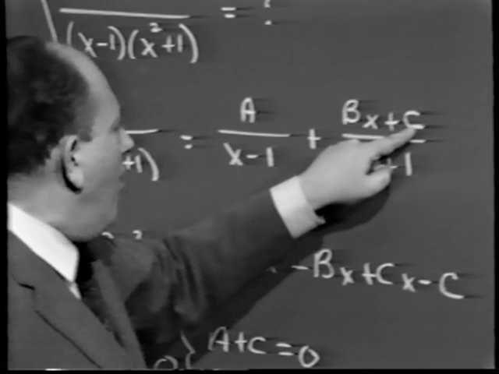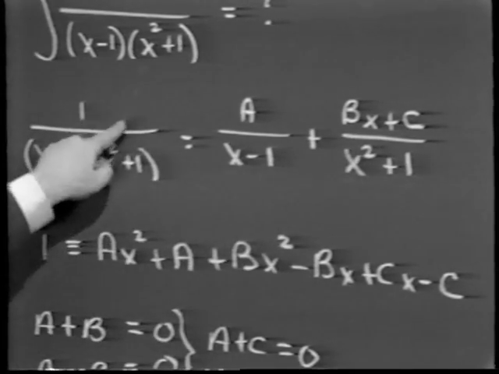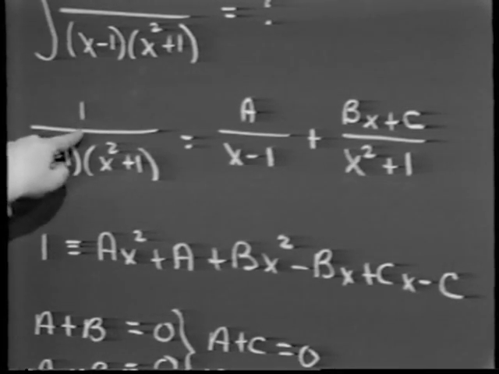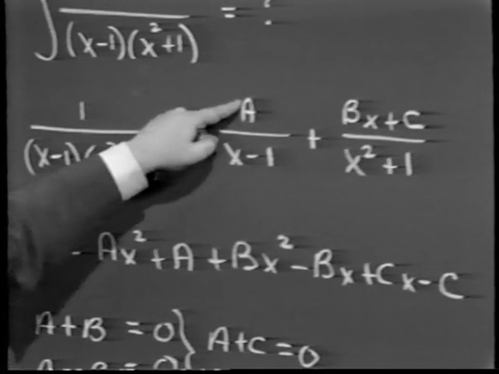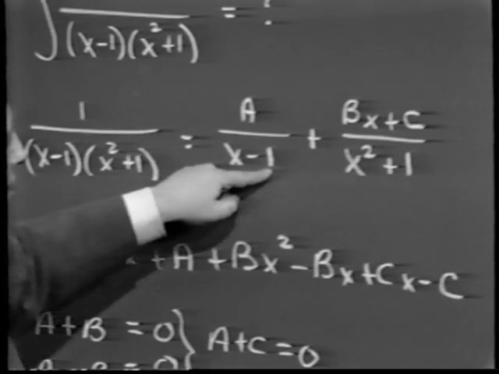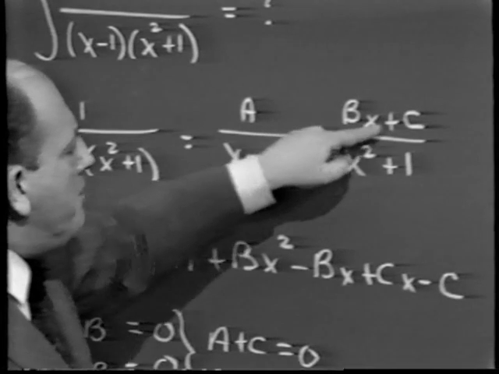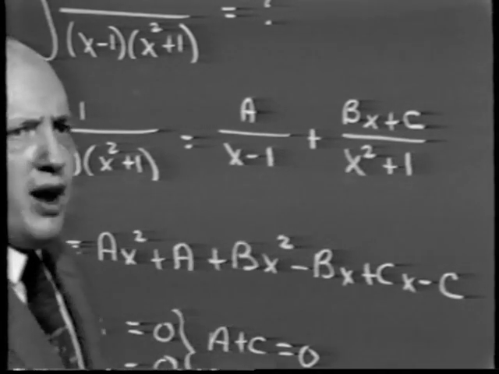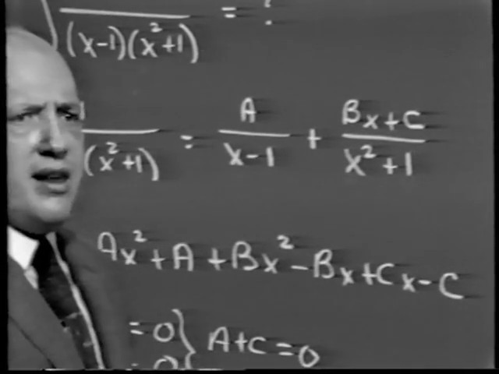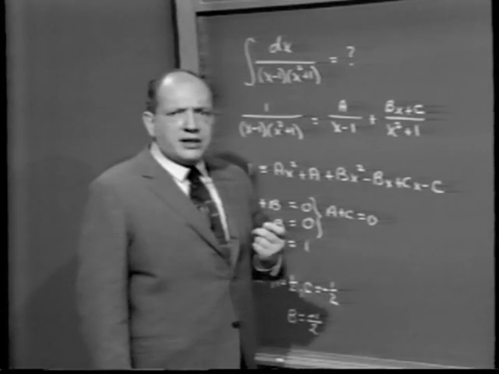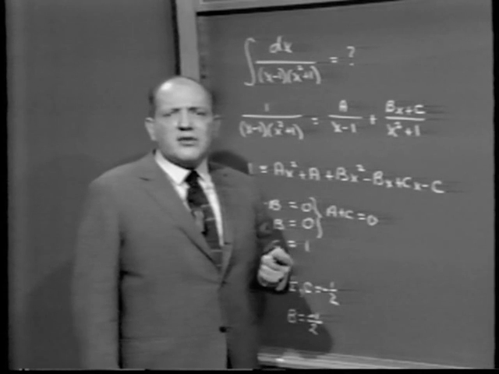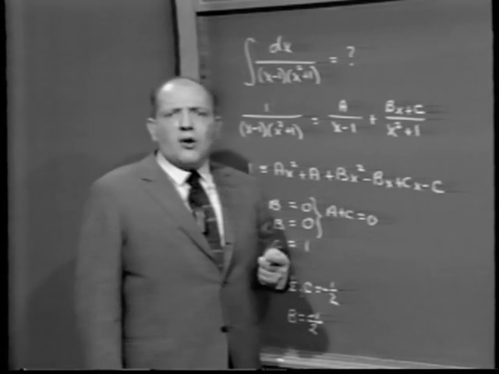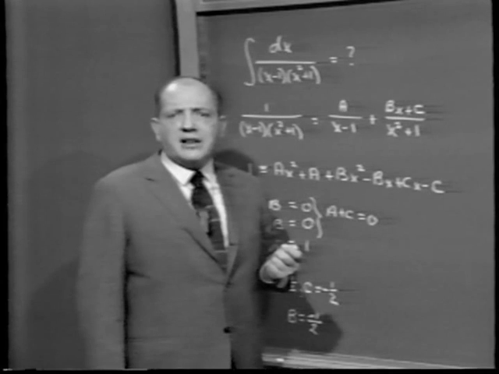So what I'm saying is, to wind up with 1 over x minus 1 times x squared plus 1, I had better start with something of the form a over x minus 1 plus bx plus c over x squared plus 1, where a, b, and c are constants. The key point is that if we weren't sure that the degree of the numerator were less than the degree of the denominator, we would not know where to stop in our numerator.